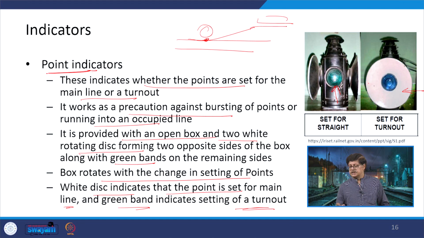If you are seeing this type of system, it means you are on the main line, but if you are seeing this one, that means you are on the turnout.